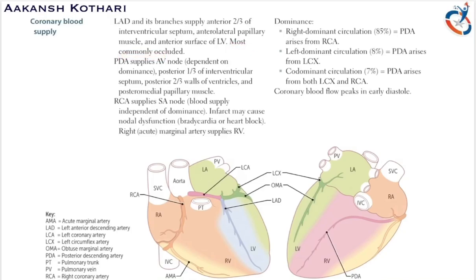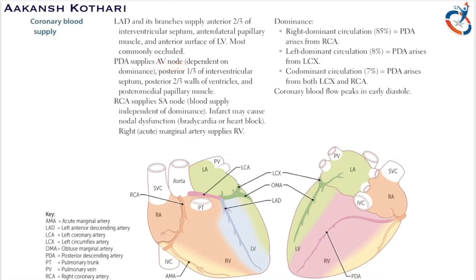Now let's talk about the posterior descending artery. The posterior descending artery is usually, I again repeat, it is usually the branch of the right coronary artery. Look at the posterior diagram of the heart. Here we can see this artery, this is the posterior descending artery, which is a branch of the right coronary artery, which supplies the AV node.